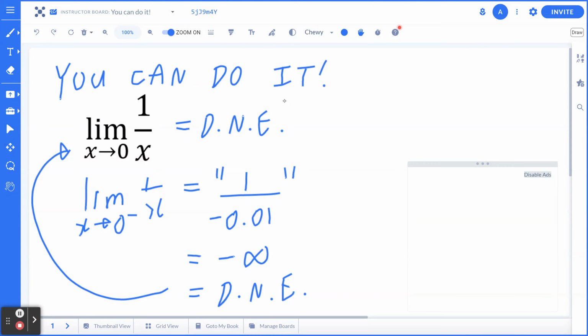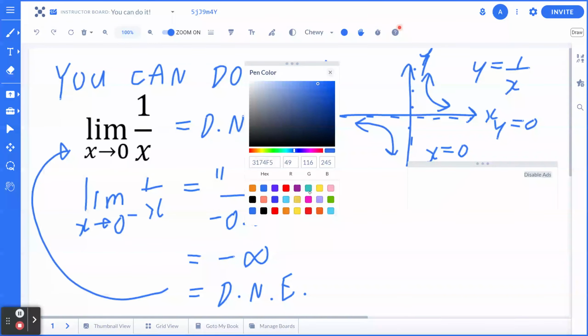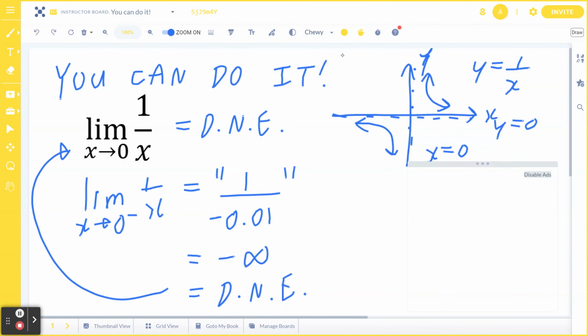Now you can always draw a graph to verify this. So again, if you go back and you think about 1 divided by x, or y equals 1 divided by x, the graph, roughly speaking, looks something like this. Don't forget the vertical and the horizontal asymptotes. And you can tell, again, when you look at the left limit, as x is approaching 0 from the negative side, this is going to go down, which means it doesn't exist.